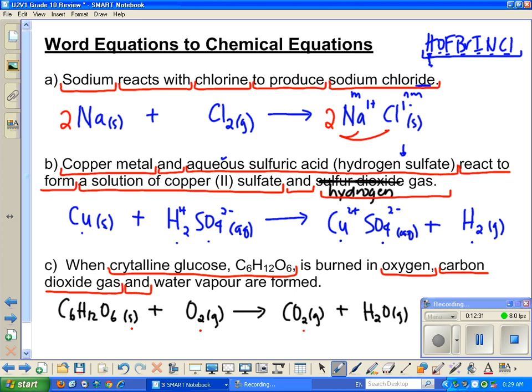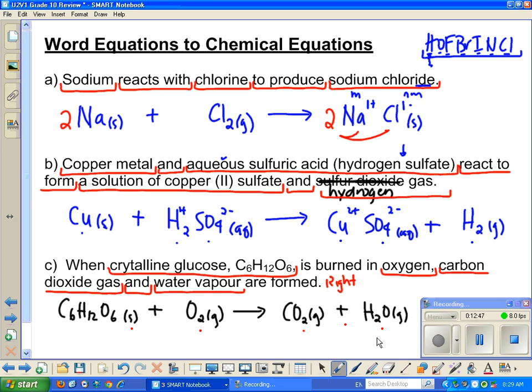And water vapor are formed. Now, are formed just means that it's on the right side of the equation, which you've already got there. And there's our water vapor, water with the gaseous symbol. So the last step for us to do is to balance the equation.